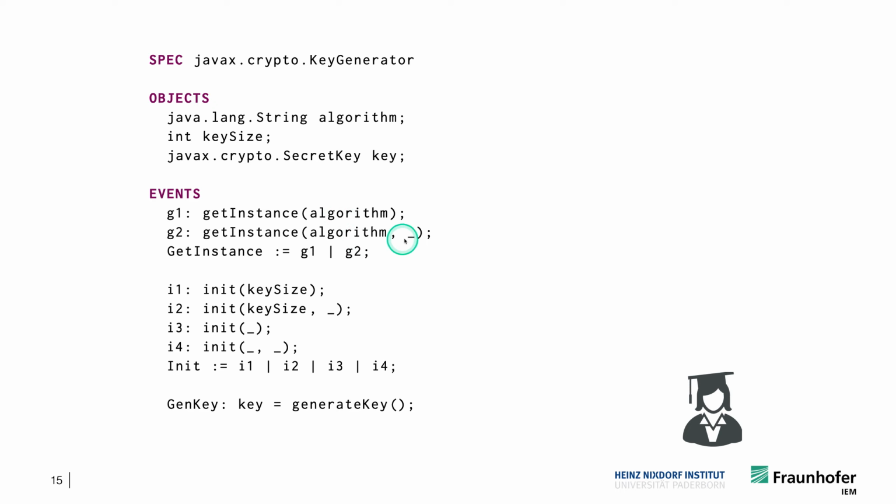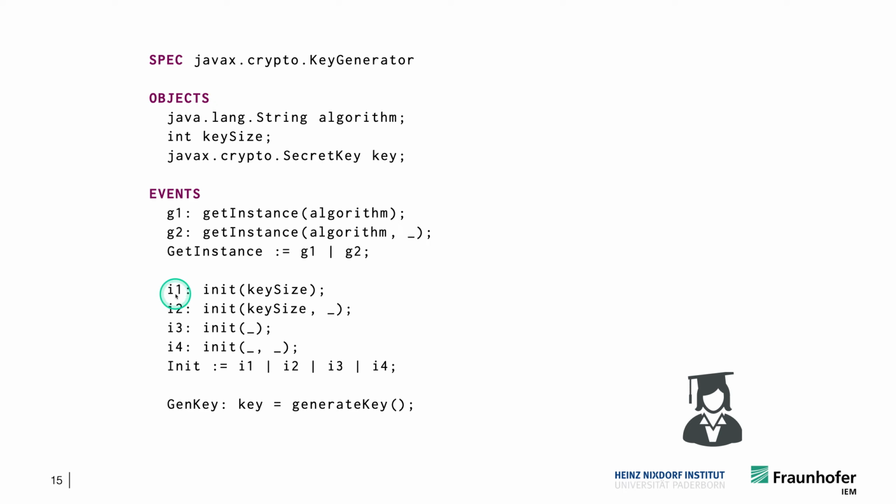There's also a constructor that takes 2 parameters, but the second one doesn't matter. So we omit this here. We only care about the first. And we name these events G1 and G2. And then you can have these accumulator or compound events here. So we can write getInstance in capital letters whenever we mean either G1 or G2. Okay, so this you can read as set union.